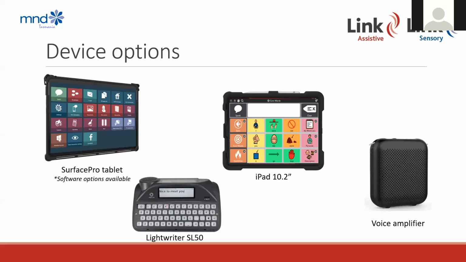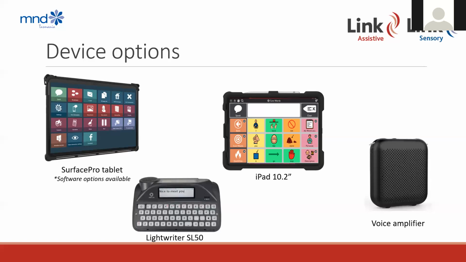And finally, we've got the voice amplifier. That's a product that acts as a microphone. If somebody is actually quite clear in their speech, but they're losing volume and they're not able to project their voice in a way that allows people to hear them, especially in noisy environments, a voice amplifier might be quite a nice first step. That way people can continue to use their speech, but the volume is just supported for them, so they're able to keep communicating in a bigger range of environments.